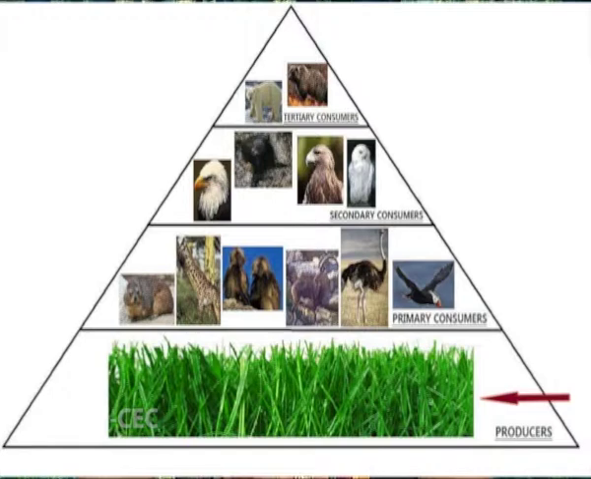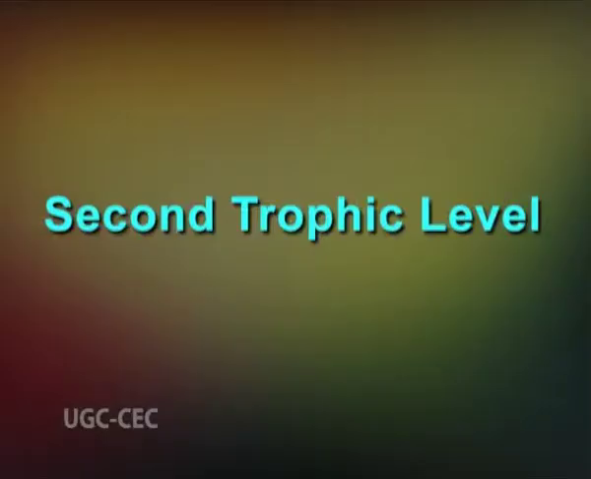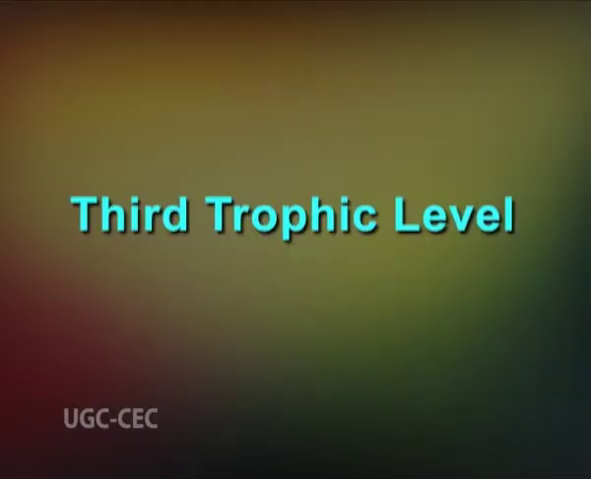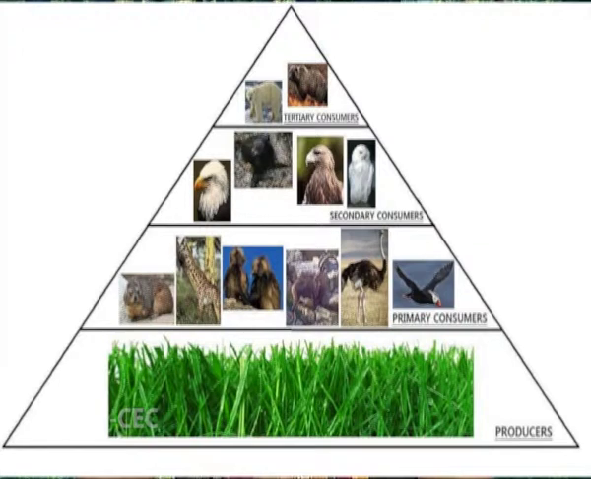This is known as producer level. Second trophic level: the plant eaters, which are herbivores, also called primary consumers, belong to the second trophic level. This is known as primary consumer level. Third trophic level: the flesh eaters, which are carnivores, also called secondary consumers, represent the third trophic level. This is known as the secondary consumer level.